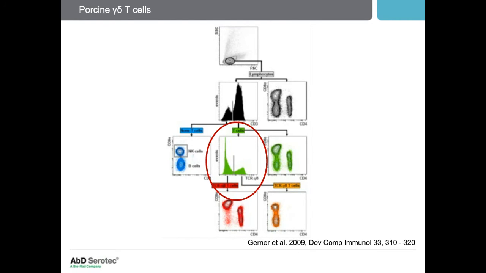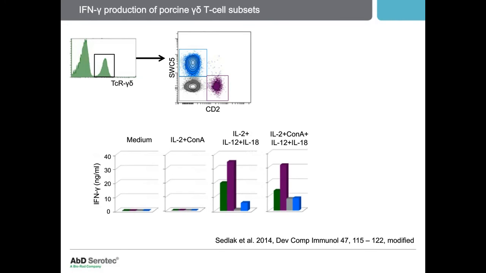And as indicated, this TCR gamma delta T cell subpopulation is not a homogeneous population. It is quite heterogeneous, as presented here by the expression of CD2 and SWC5. SWC5 means swine workshop cluster 5 monoclonal antibody. It's an undefined antigen with a molecular mass of about 100 K. By staining of CD2 and SWC5, we can define three subsets: the CD2 positive ones, the SWC5 positive ones, and the double negative gamma delta T cells.